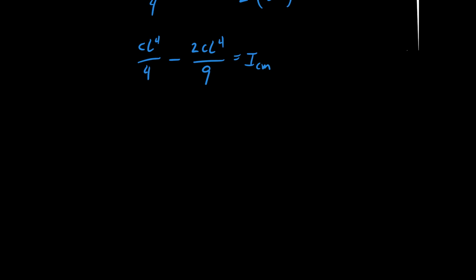Common denominators there, 36. Can't think of anything else. So 9 minus 8 is 1. Is that right? So 4 goes into 36, 9 goes into 36, 4 times 2 is 8. So I'm thinking this is just CL to the fourth.